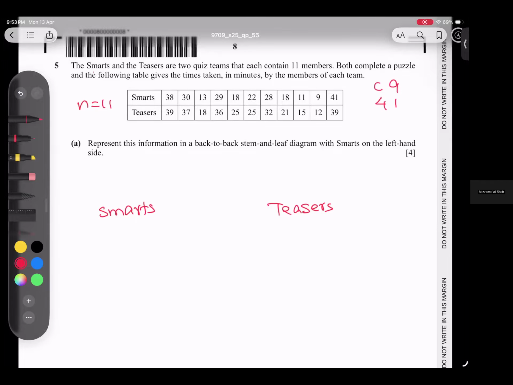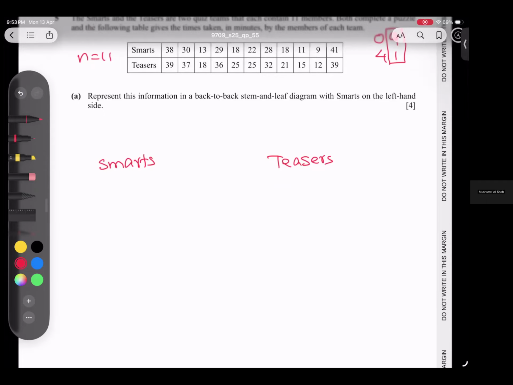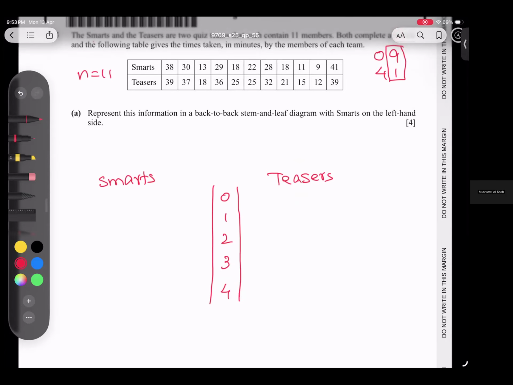So I put an extra 0 here and leave one digit from the right side, and 0 to 4. So 0 to 4 we have taken. So I'm starting now here, all of you, I think understanding. So I'm writing now here 0 to 4. So 0, 1, 2, 3, and 4. Clear? And now, students, let me start from the Smarts.